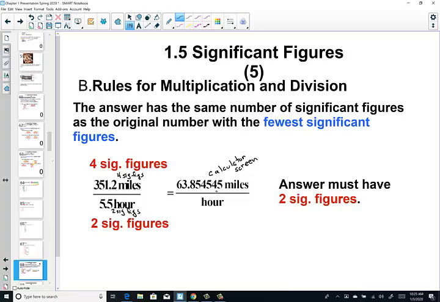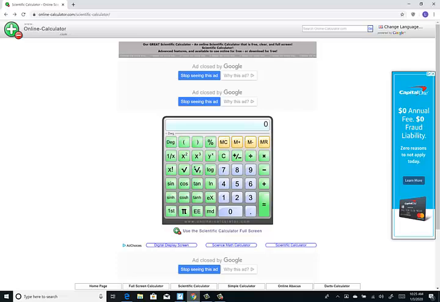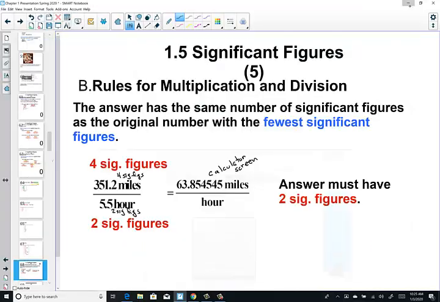Just to verify, if we were to hit 351.2 and we divide that by 5.5 and hit equal, notice we get a very long answer on our calculator screen. How many decimals, how many sig figs are we allowed to answer with? The rule comes from having the same number of sig figs as the fewest in the problem. Notice the time only had 2 significant figures. So that means I have to round this to only have 2 sig figs in the final answer.